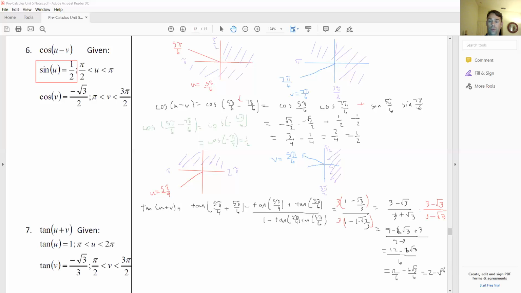So on multiple choice, it will clean up just a little bit. So we just have to pay attention to it. Otherwise, you can leave it alone once you get your common denominator.